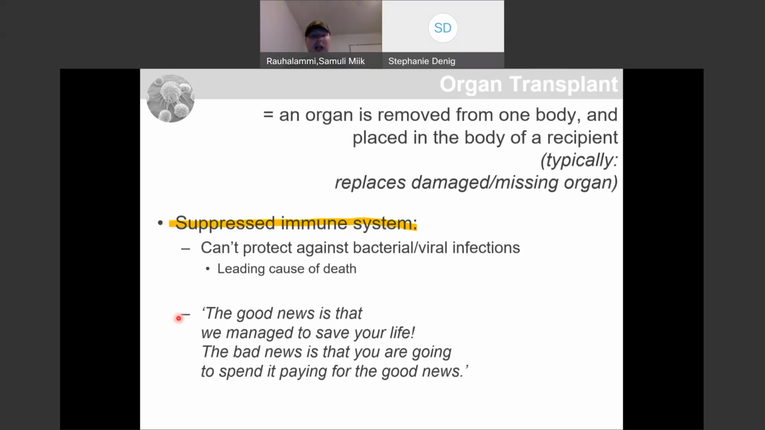So I really like this quote from one of the medical textbooks that I used to use: the good news is that we managed to save your life, but the bad news is that you're going to have to spend paying for it for the rest of your life.